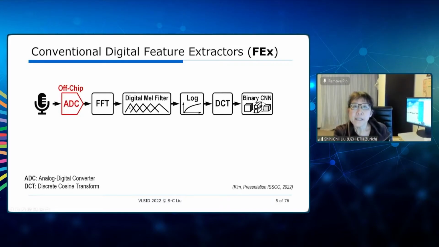Now, the way that this task is done is by using conventional digital feature extractors. From now on, it's called FEX. The way that you carry out the processing is that from the microphone, you have an off-chip analog digital converter. And then on the chip itself, you have, for example, a DSP block that does a fast Fourier transform, then converts it to a digital null space. Then you might do some sort of log compression, then do a discrete cosine transform on top of it to extract the features that you finally feed into some sort of network. And usually for audio edge devices, people head for binary networks because they're a lot cheaper.